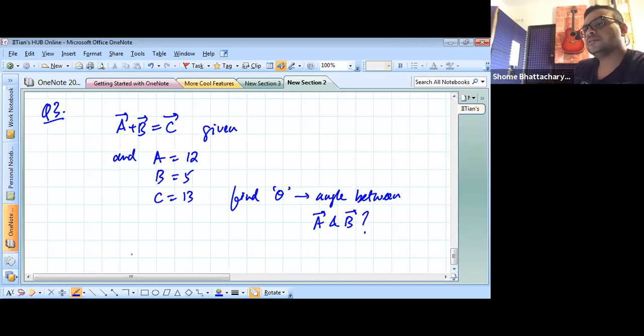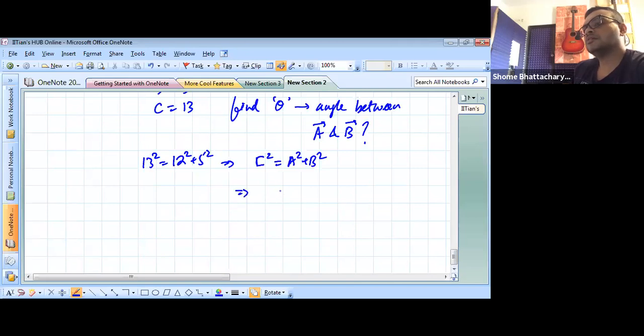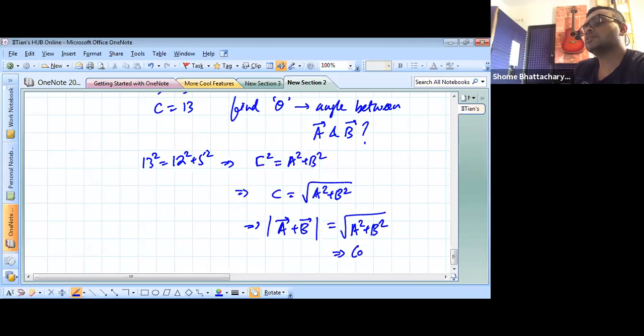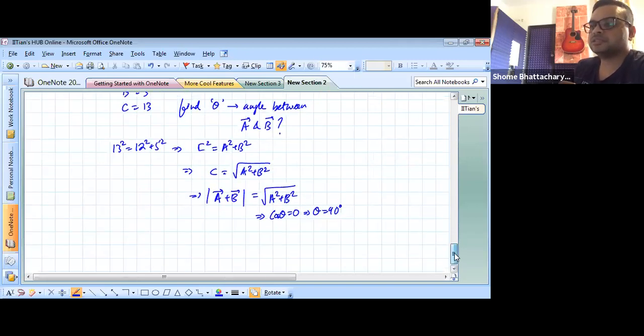So you can see over here that 13 square is equal to 12 square plus 5 square. That means magnitude of C square is equal to A square plus B square. Okay. So that means that C is equal to root of A square plus B square, and C is nothing but the magnitude of A plus B. So that means this quantity is equal to the root of A square plus B square, which means that cos theta is 0, which means that they are perpendicular. So as I said, it's exactly the same method, same type of question as the third part of question 1.